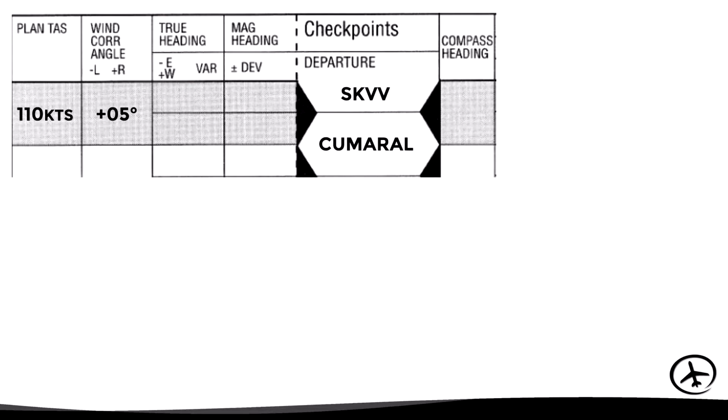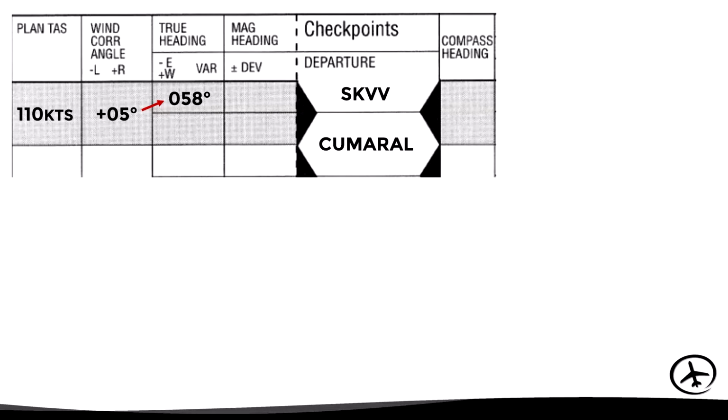Then we find the courses and headings section, where we will apply all the corrections in order to obtain the compass heading. So as we can see in the template, the first one to be applied is the wind correction to obtain the true heading. So using as reference the previous true course of 053, we add up the wind correction of +5 degrees to obtain a true heading of 058.